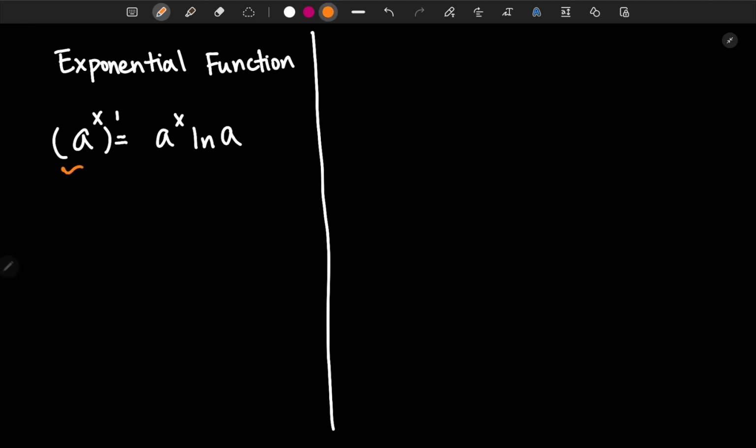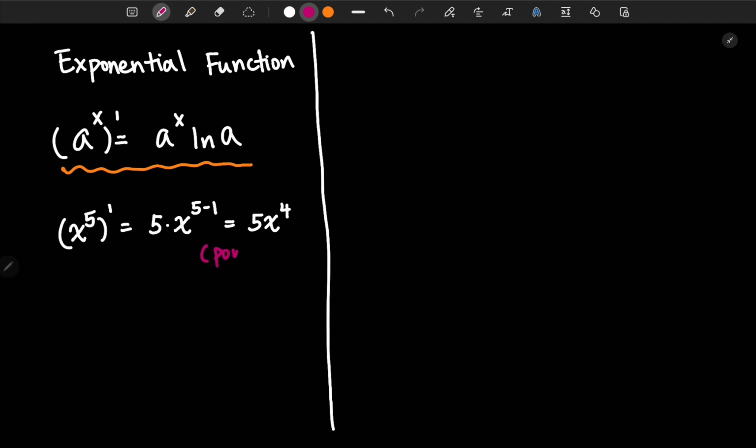And this is our rule when we have a number to the x power. One thing we want to be careful about is that if we have, for example, x to the 5th power, in that case, we want to use the power rule. The power rule tells us we want to bring the 5 down and multiply by x to the 5 minus 1 power, which is 5x to the 4th power. So this is the power rule.